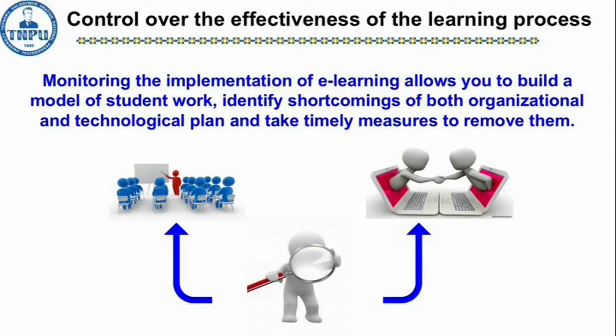The introduction of electronic learning involves not only the creation of electronic courses and the orientation of students to use them during classroom or independent work, but also control over the effectiveness of the created courses in the educational process. Monitoring the implementation of electronic learning allows you to build a model of student work, identify shortcomings of both organizational and technological plan, and take timely measures to remove them.